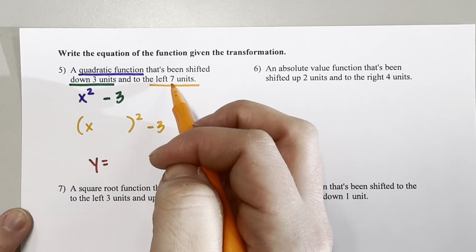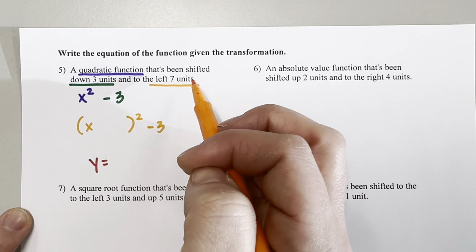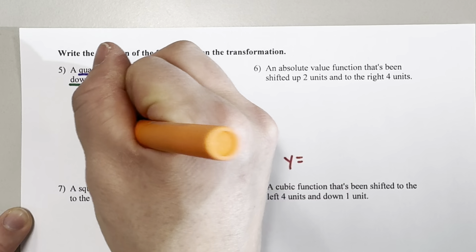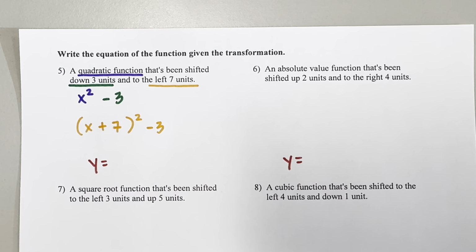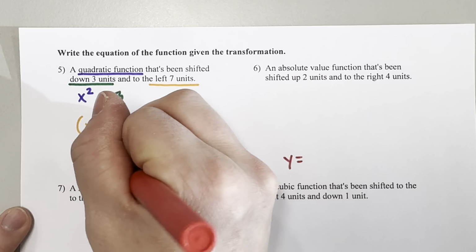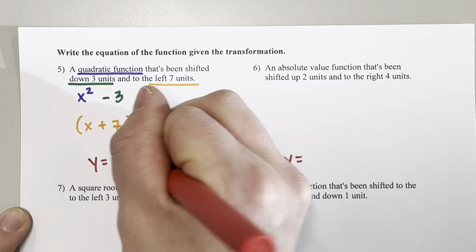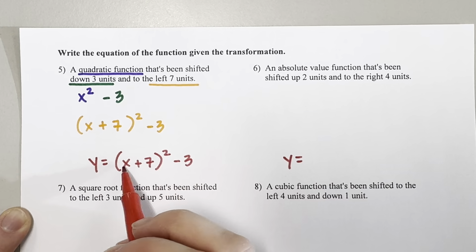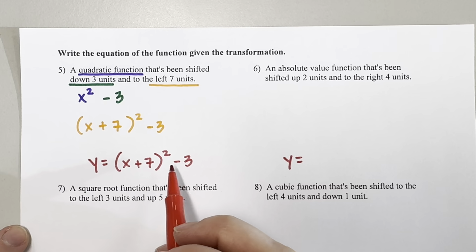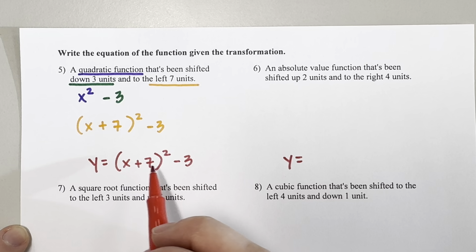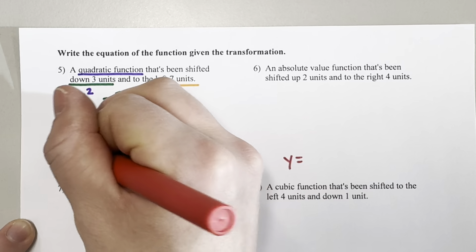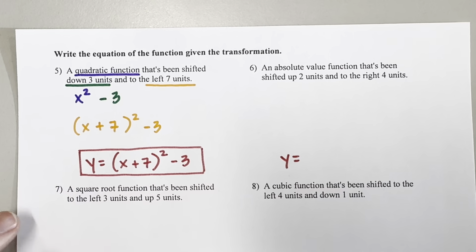But now I have left 7. Well, remember, left is plus. It's kind of opposite there. So on the inside, I now have a plus 7. And there's my final answer. My equation is parentheses x plus 7 squared minus 3. A quadratic function, there's my x squared, that's been shifted down 3 units right there, to the left 7 units right there. Beautiful.